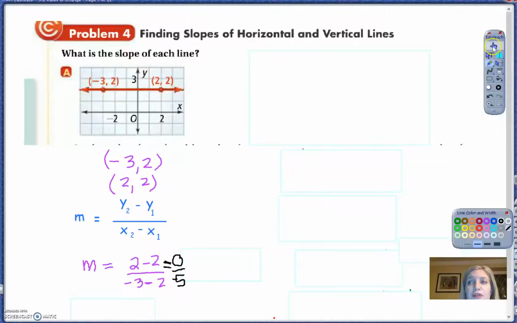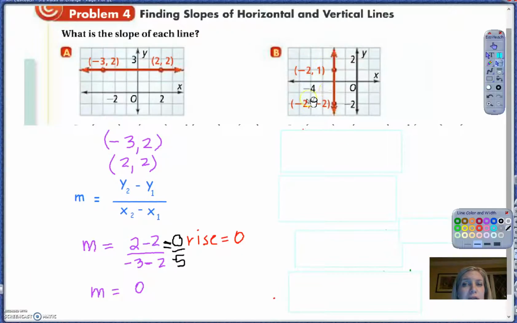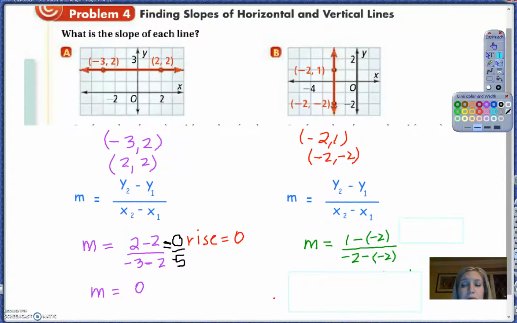Okay, if you have a 0 on the top in a fraction, this is something you should have learned when you did fractions a long time ago, that it actually equals 0. Your slope will be 0. Your rise is 0. When you have a vertical line, we have our 2 points. We write them like that. We plug it into our formula, and we get this.